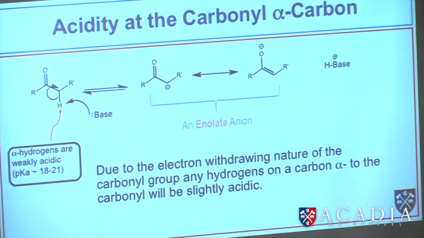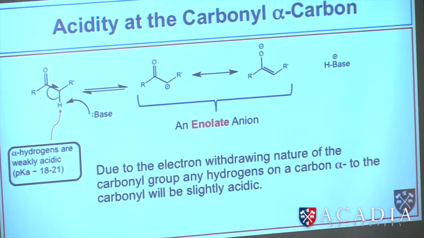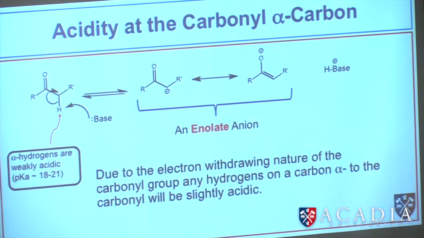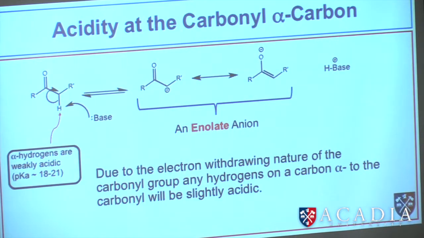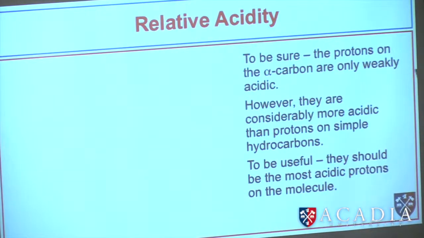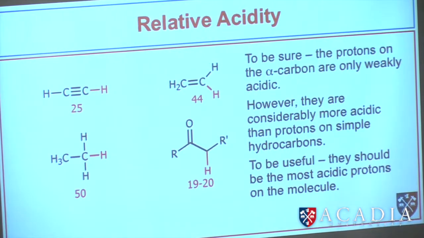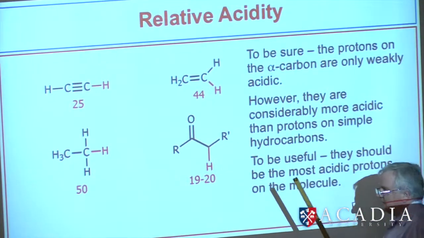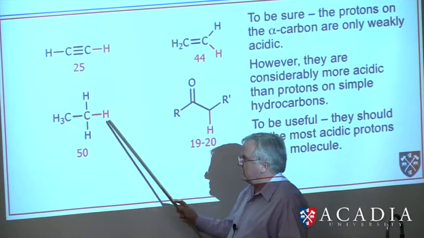Hopefully, and that thing is what we call the enolate anion. When we remove the proton from a carbon alpha to a carbonyl group, we get an enolate anion. Okay, so to be sure, the protons on the alpha carbon are only weakly acidic, but let's compare it to other hydrocarbons. A simple hydrocarbon, something like ethane, all these protons are equivalent.